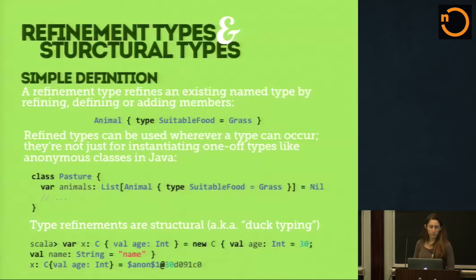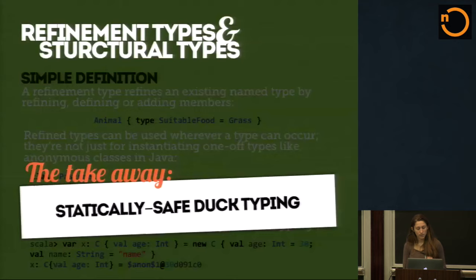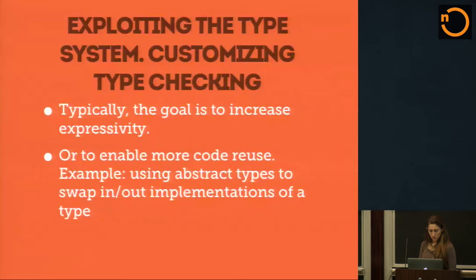Refined types can be used wherever a type can occur. They're not just for instantiating one-off types, so you can use them inline as well. The idea is that you can have something like duck typing, but totally static, rather than what they do in dynamic languages.